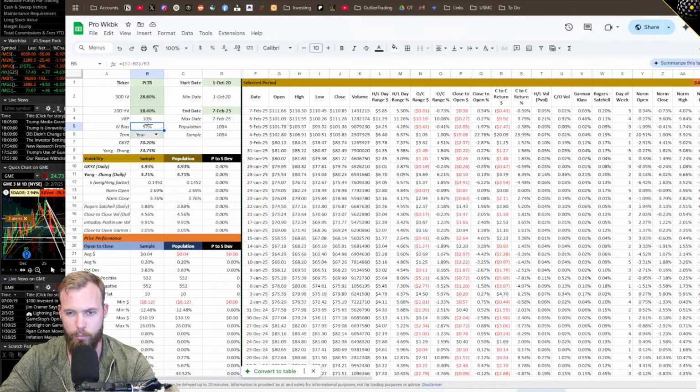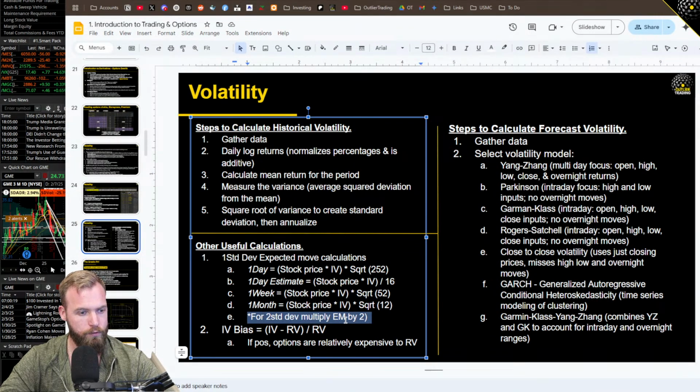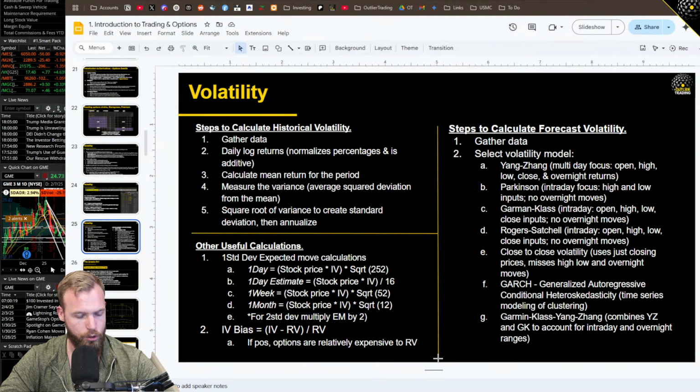So if this number is positive, it means that volatility is relatively expensive. If it's not positive, it means volatility is cheap relative to the moves that are being produced. So just two different ways you can calculate either the difference between implied and realized, or you can turn it into a little bit of a ratio if you're so inclined. So a couple fun little calculations for you if you're interested in trying to transform the expected move calculations into different time frames, and then the same thing for the IV bias.